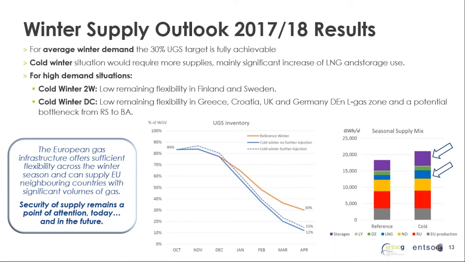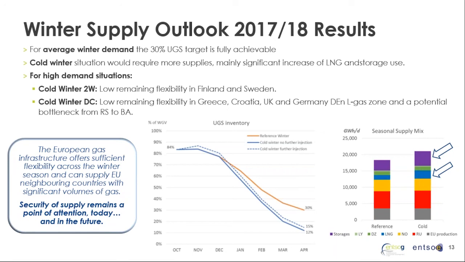And when looking at the high demand situations, the 2-week cold spell and the design case, the results showed some low remaining flexibility in Finland and Sweden, which is consistent with the results from previous outlooks. And the cold winter design case also showed a potential bottleneck from Serbia to Bosnia, as well as low remaining flexibility in some countries like Greece, Croatia, UK, and the low gas zone of Germany.